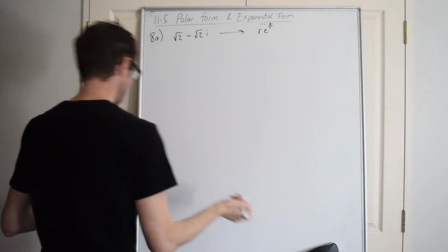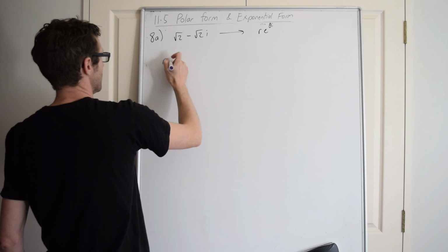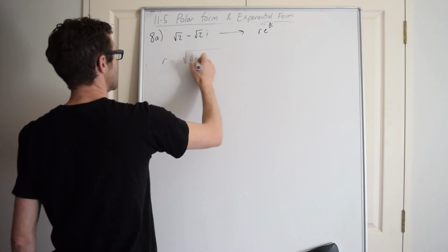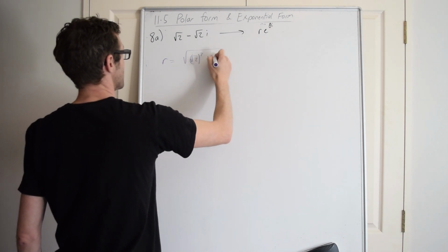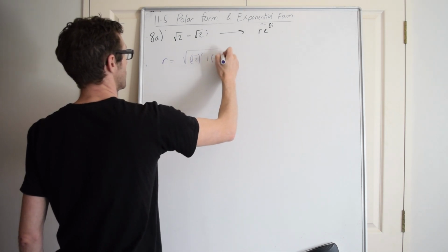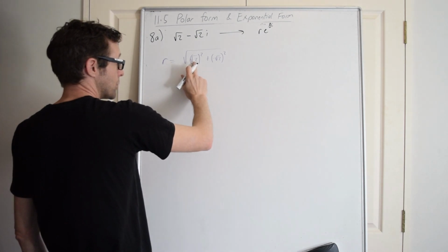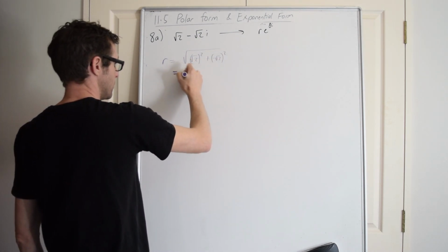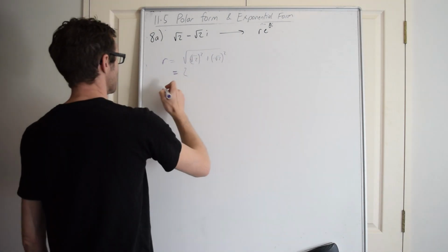Now, same deal. I'm going to find r. r is equal to the square root of square root 2 squared plus minus square root 2 squared. Now, that's square root 4, which is 2. Okay, argument.